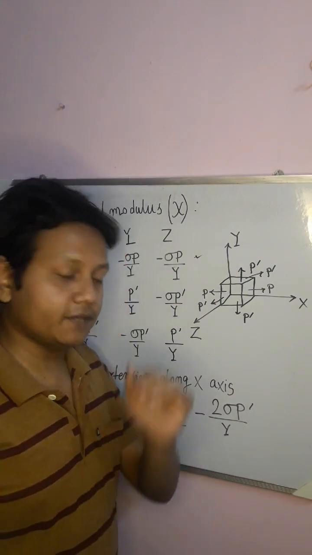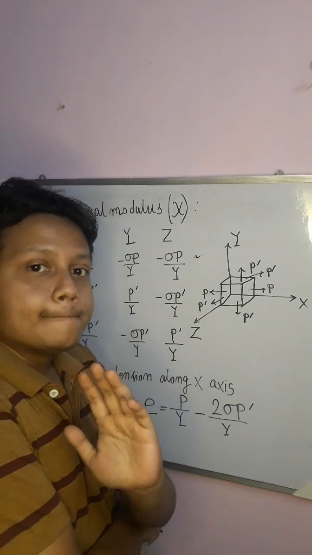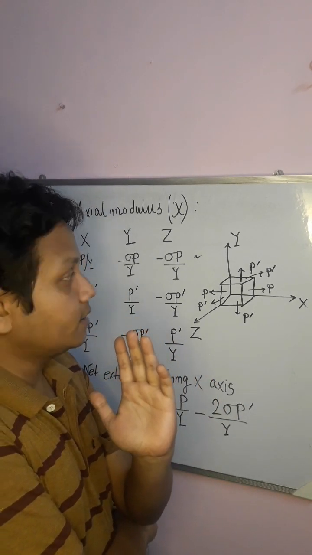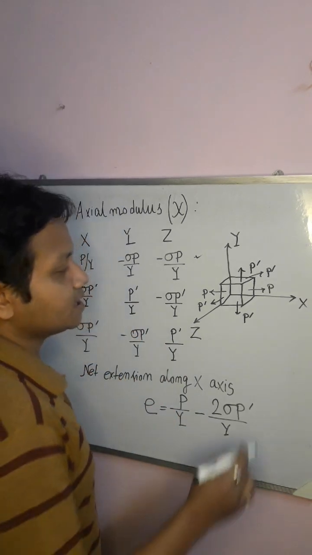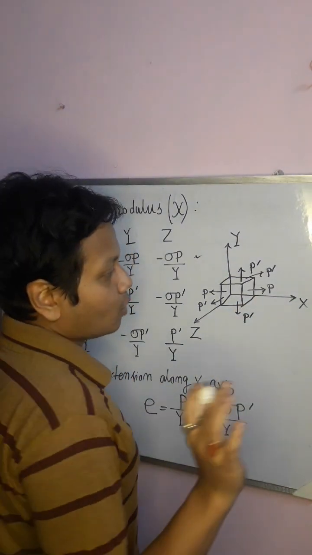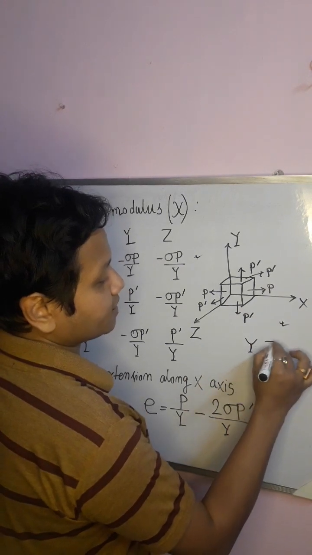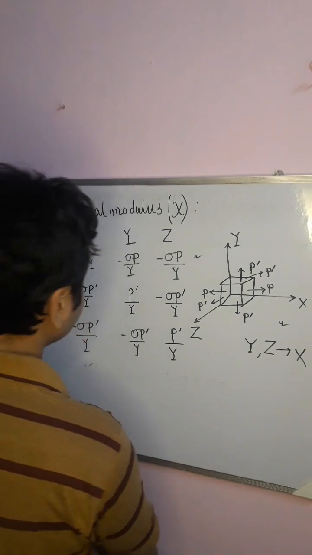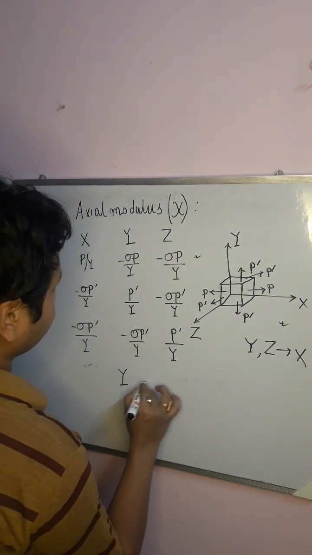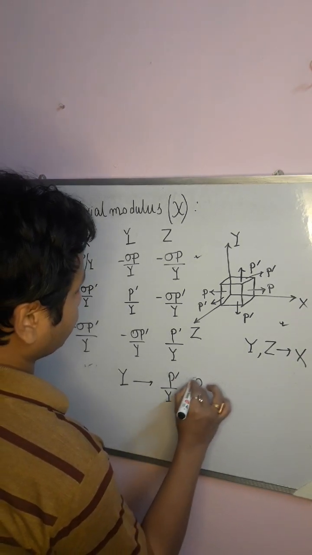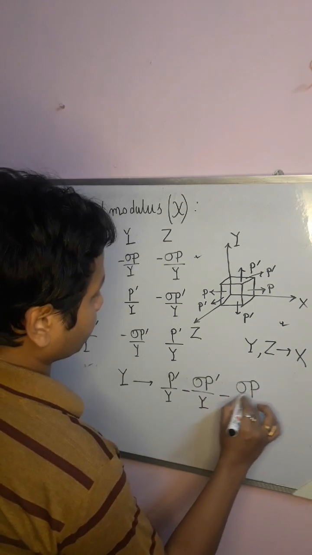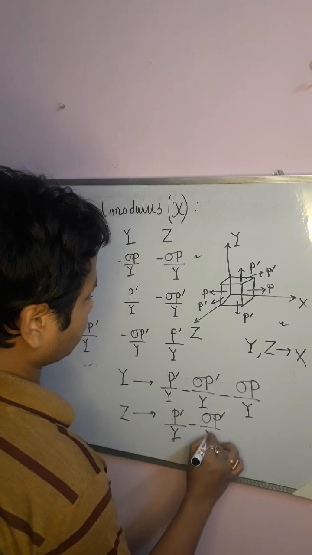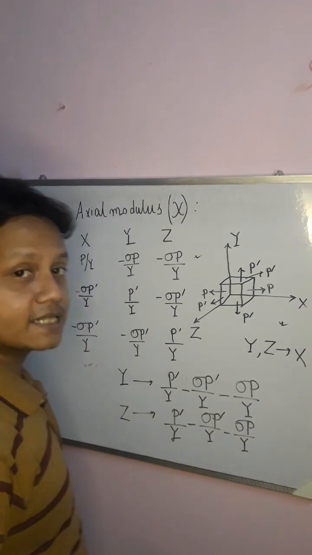Now if we look back at the definition, it is applied force per unit area in a given direction to the increase in length per unit length in the same direction, while strains along the other two directions are prevented. That means we only take the strain along the x direction; strains along y and z are prevented. So first let us see the strain along y and z direction. The strain along y direction is P dash by Y minus sigma P dash by Y minus sigma P by Y, and the strain along z direction is the same quantity.